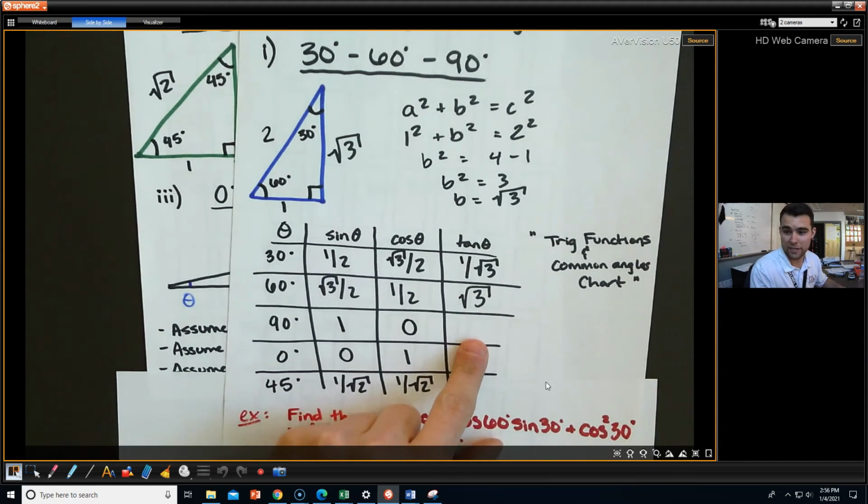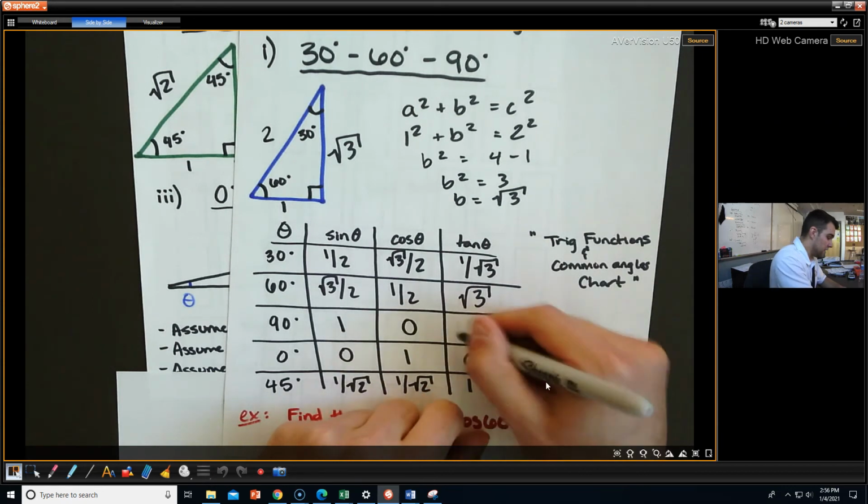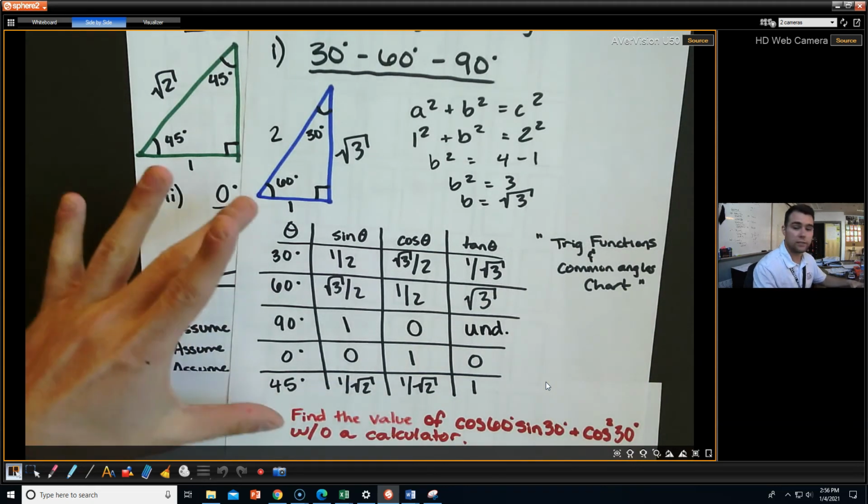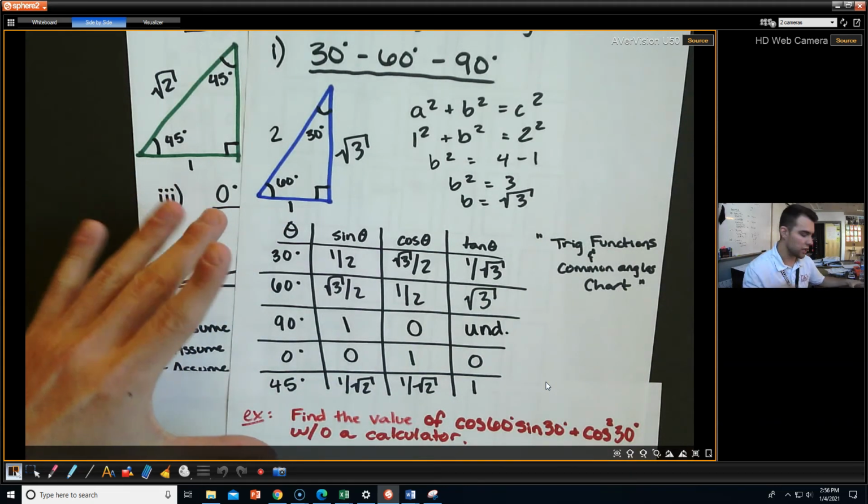Tangent of 90 degrees is very interesting. You end up getting 1 over 0, which ends up being undefined. Okay, so we can't actually use that guy yet. But we can use this chart to help us with these initial trig problems.